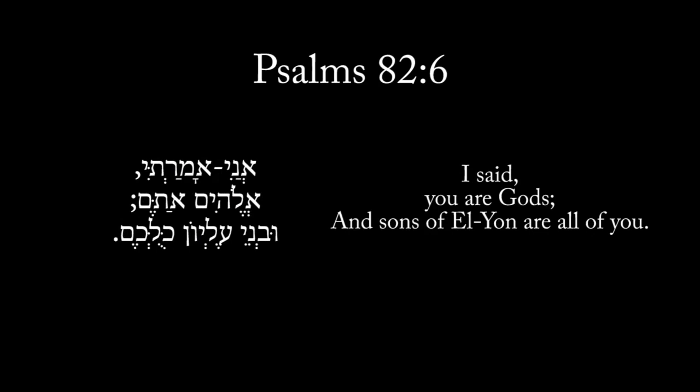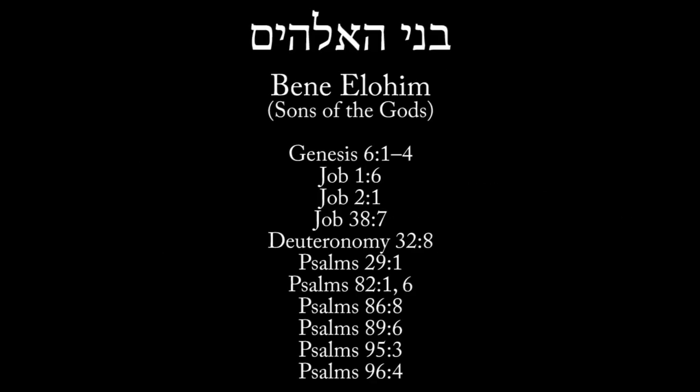Ani amarti Elohim, atem uveni elyon kulachem. I said, you are gods, and sons of Elyon are all of you. There are many references like this, suggesting that Yahweh is the head of a pantheon, rather than the one and only God. We see this most often with the phrase Bnei Elohim, which is translated as sons of the gods.